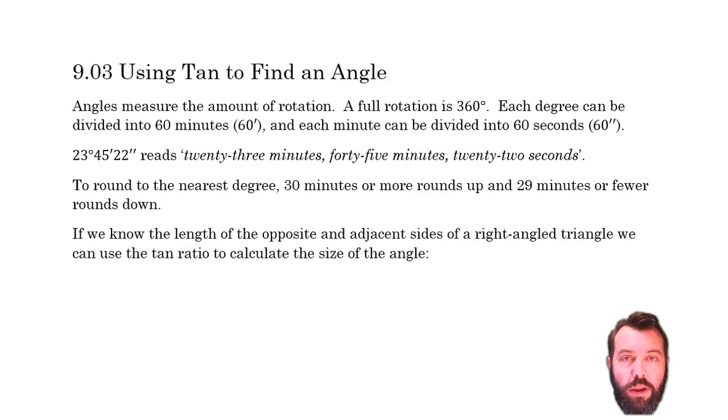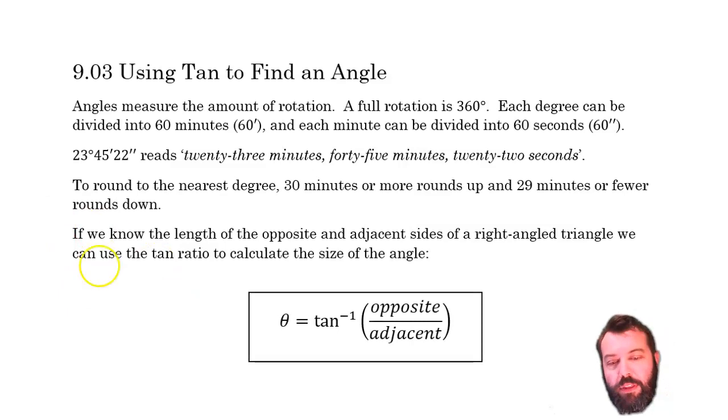So now we're going to use the tan ratio to find the size of an angle. And this is the formula that we're going to use. Notice we've got this inverse tan, tan to the -1. For inverse tan, we press the shift or second function button on our calculator. We do that anytime we're finding an angle. So to find the angle theta, we want the inverse tan of opposite divided by adjacent.